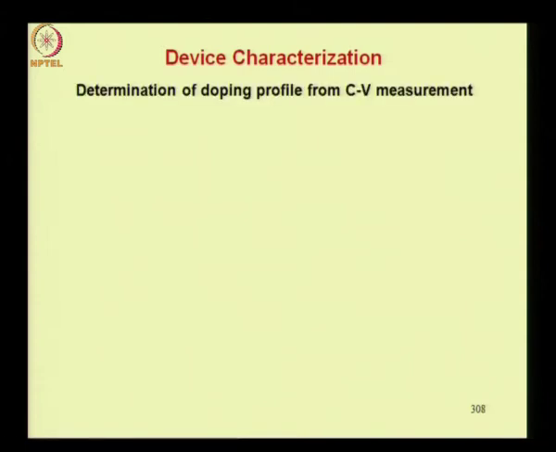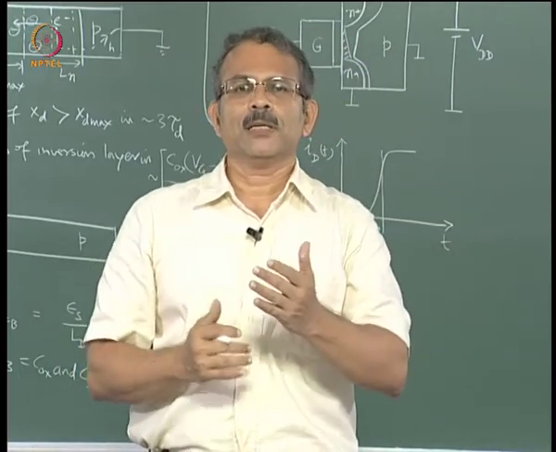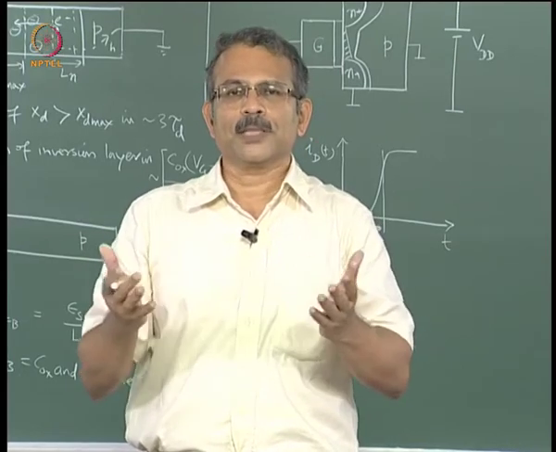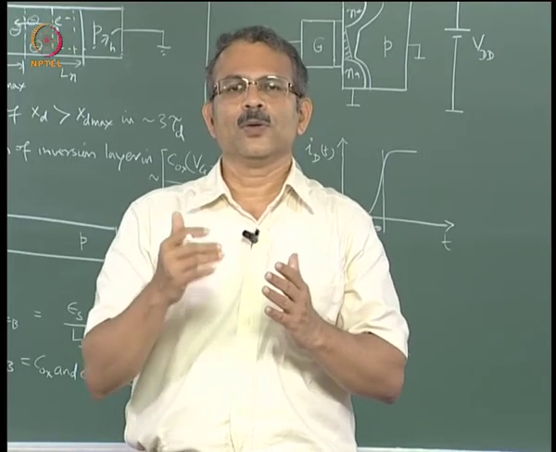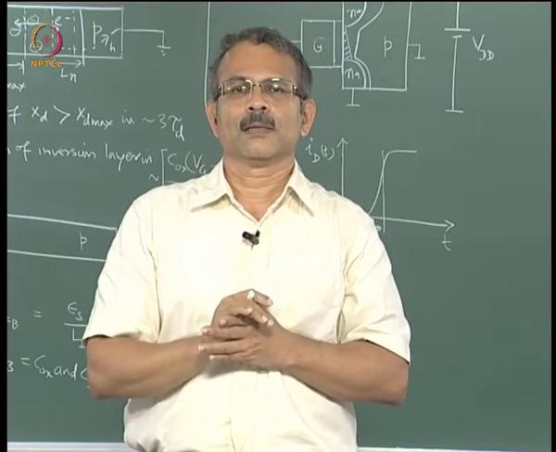Now let us look at device characterization. Where can our ideas of characteristic length and time be useful? Let us discuss determination of doping profile from CV measurement. Now how do you measure the doping profile from CV measurement? Consider a p-n junction or a Schottky junction or a MOS capacitor. So what you do is you measure its CV characteristics, and you know that the capacitance voltage characteristics will tell you the doping profile.